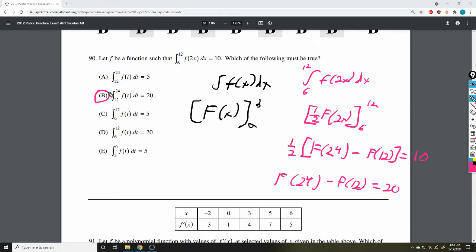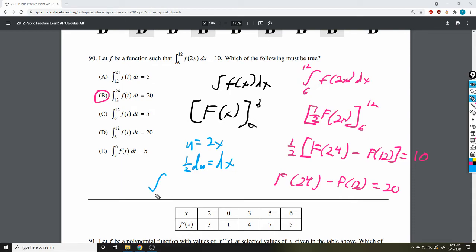Another way you can do that is to show out the U substitution and change the bounds that way. So U equals 2x. That means that 1/2 du equals dx. And then go about switching your bounds that way.